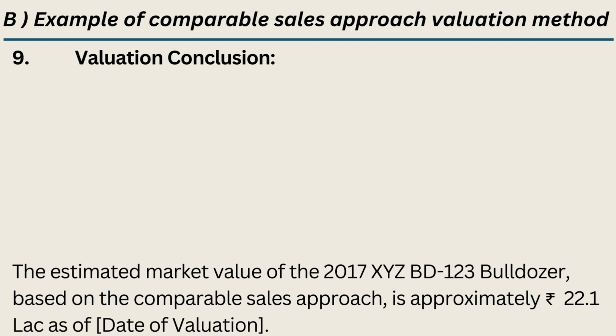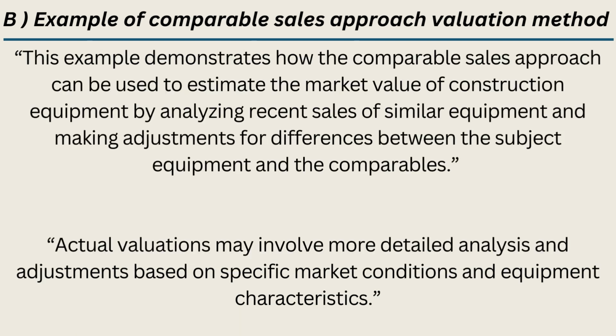9. Valuation conclusion. The estimated market value of the 2017 XYZ BD-123 Bulldozer, based on the comparable sales approach, is approximately Indian rupee 22.1 lakh as of date of valuation. This example demonstrates how the comparable sales approach can be used to estimate the market value of construction equipment by analyzing recent sales of similar equipment and making adjustments for differences between the subject equipment and the comparables. Actual valuations may involve more detailed analysis and adjustments based on specific market conditions and equipment characteristics.